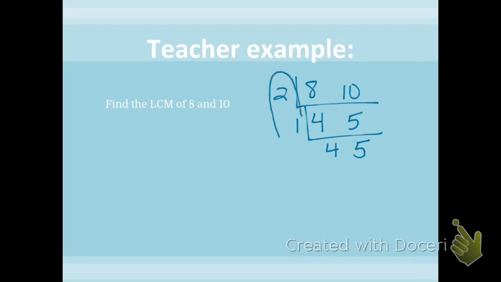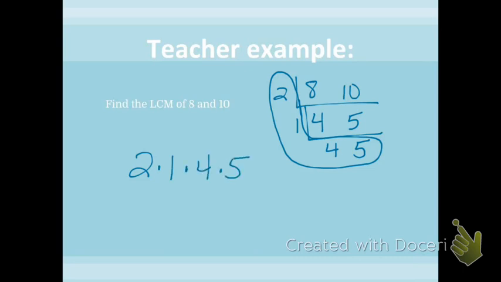It means we're going to make an L shape with our circle. And all of that is what we're going to multiply together. So that's how you can remember it and not get it confused with greatest common factor, because it's going to make the shape of an L. So we're going to multiply together all of these numbers. So it's going to be 2 times 1 times 4 times 5.